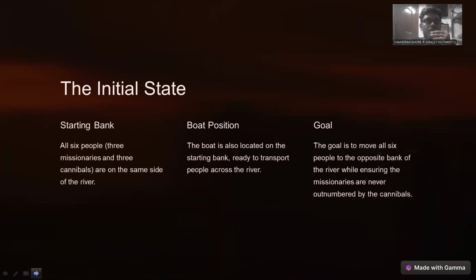The initial state, starting bank. All six people, three missionaries and three cannibals, are on the same side of the river. Boat position: the boat is also located on the starting bank, ready to transport the people across the river. The starting bank means the left side of the river, and it crosses the river going to the right side. Goal: the goal is to move all six people to the opposite bank of the river while ensuring the missionaries are never outnumbered by the cannibals. These are the initial state.